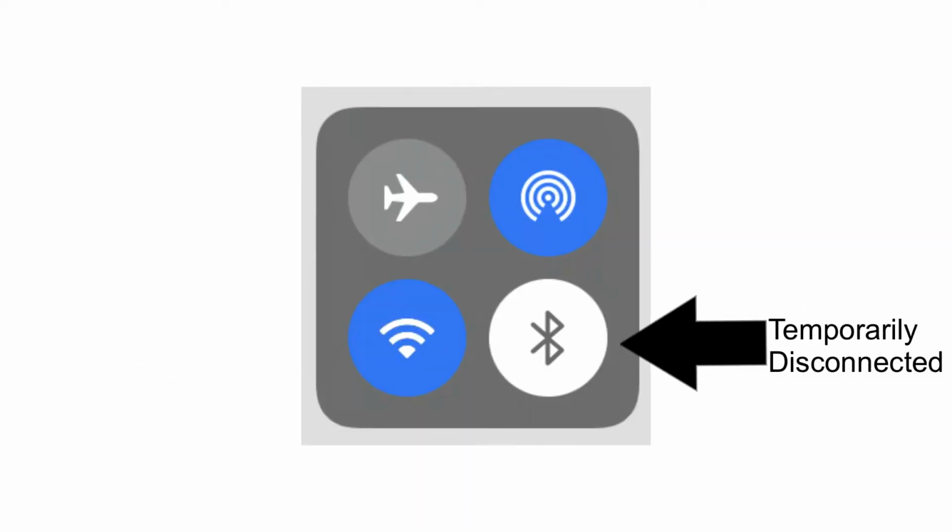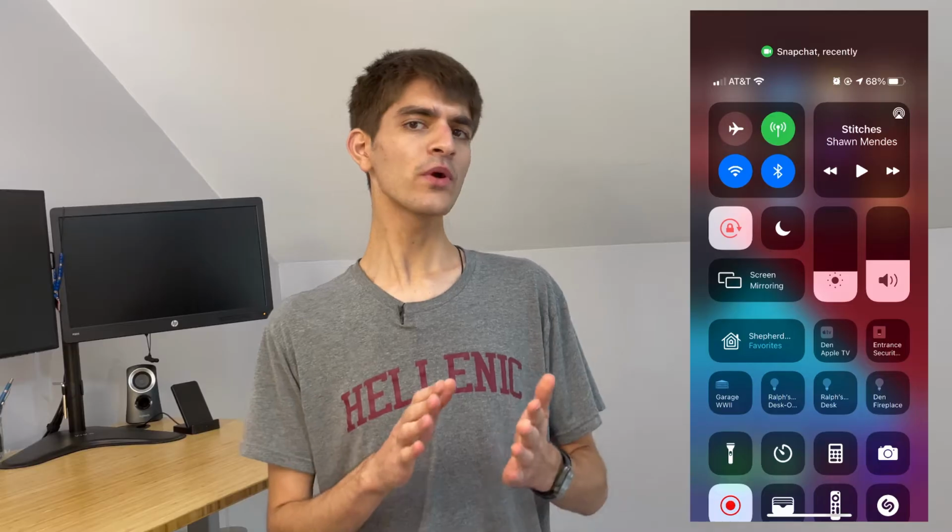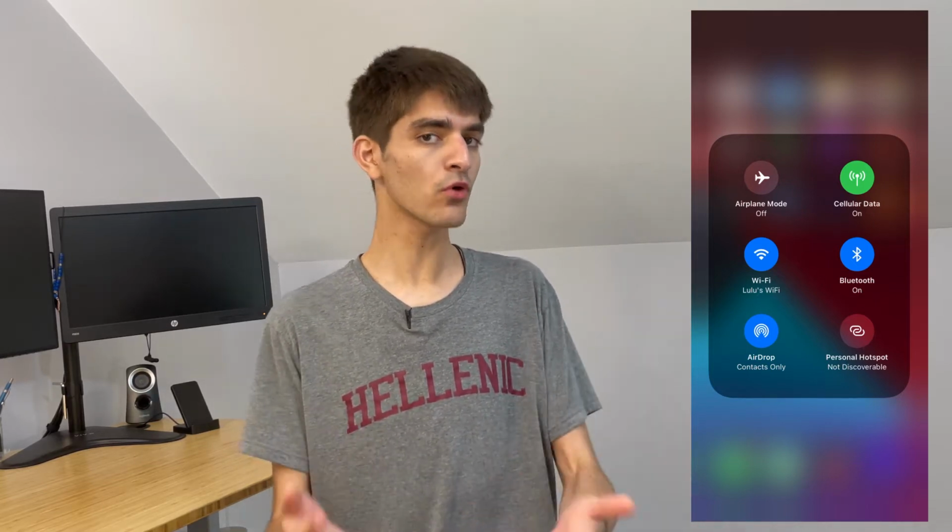Any temporarily disconnected services will have a white background, enabled services will have a blue background, and disabled services will have a black background. When you long press on that box, you'll get an expanded list of options, including AirDrop and Personal Hotspot. Behind every button here are more options.